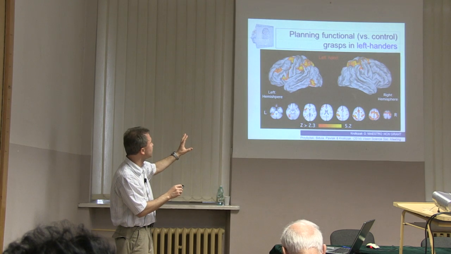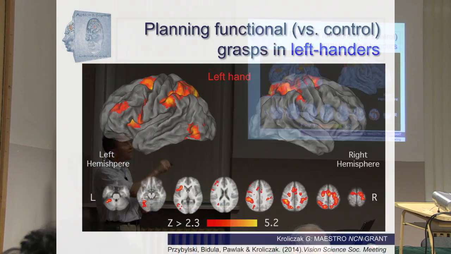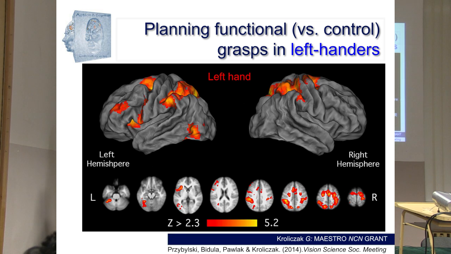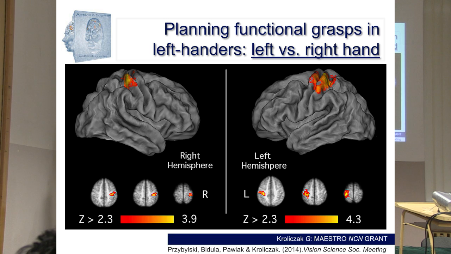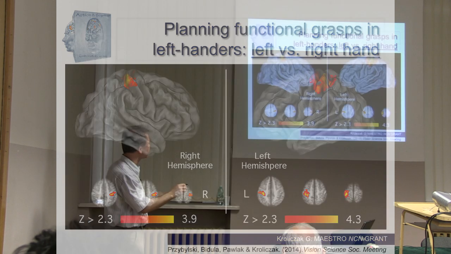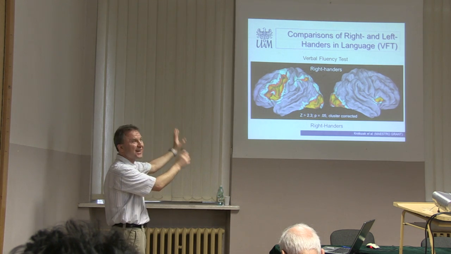Okay, left-handers. Left-handers using their left hand, left hemispheric, primarily. Left-handers using the right hand, less left hemispheric, but left hemispheric. A direct contrast shows no difference in higher order areas, but just the sensory motor things. And yes, so beautiful, but now I would like to mention language.